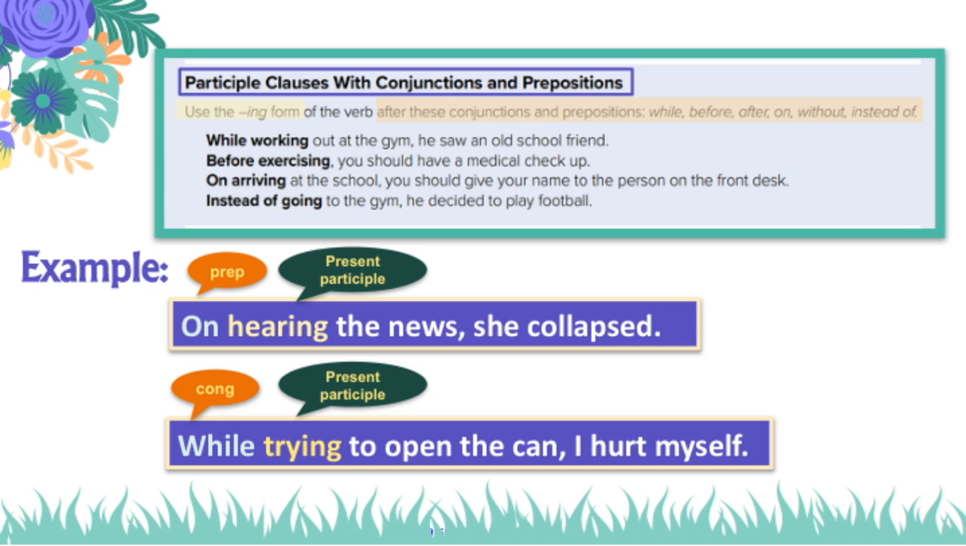In the second example, "On hearing the news, she collapsed." The phrase, "hearing the news," uses a present participle to indicate the moment or event that triggered her collapse. These examples illustrate how present participles can describe actions that are happening simultaneously or serve as the background for the main event. They add context and detail, making our descriptions richer and more precise.